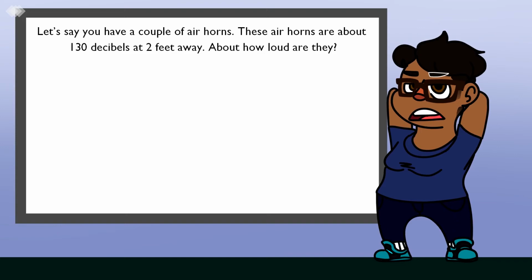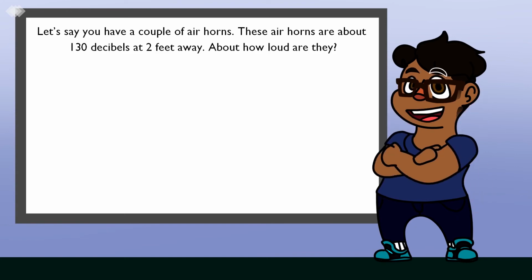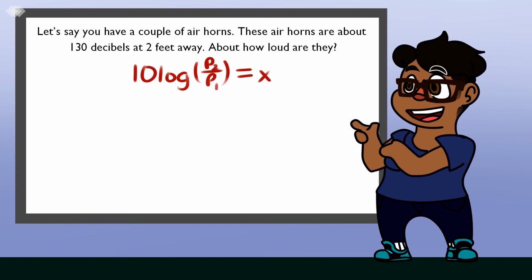For example, if 2 people are talking at the same volume with the same intensity, are they twice as loud? No. Louder, yes, but not twice as loud. Now that is settled, let's put these values into the equations.